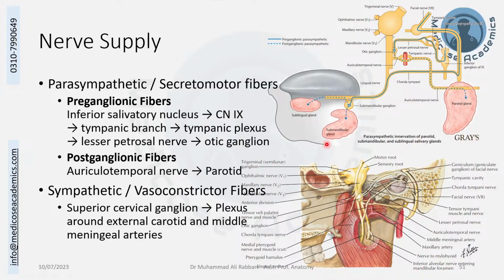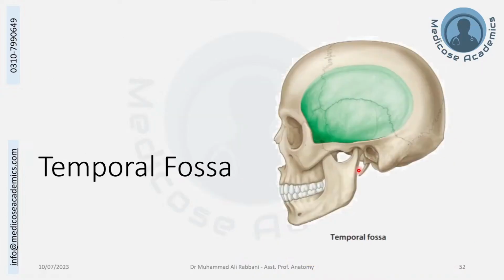And again, the auriculotemporal nerve is the one that carries the sensory fibers back to the mandibular nerve, and it gets back to the skull, back to the brain, through this trigeminal nerve. So this is about the nerve supply of the parotid gland.